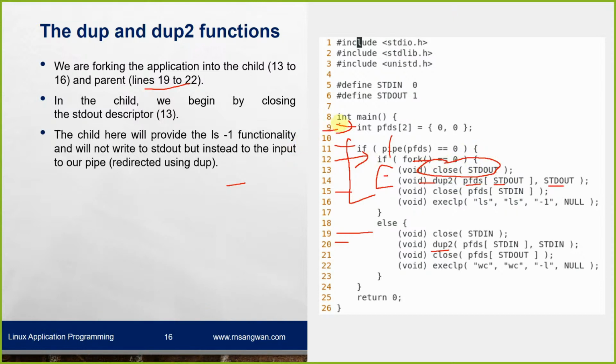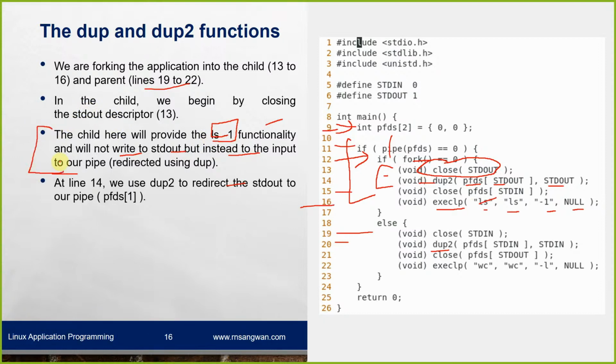The child over here will provide ls -l functionality and will not write to standard out, but instead to the input of our pipe, redirecting using the DUP function call. That's what is given here. Execute execlp ls -l. So this is the call which is being used and which is explained at this point.